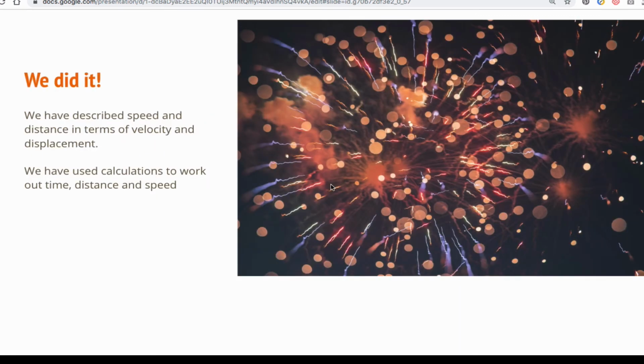And there we have it. We've described speed and distance in terms of velocity and displacement. We have used calculations to work out time, distance and speed.